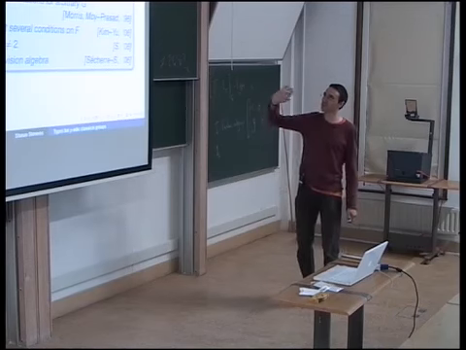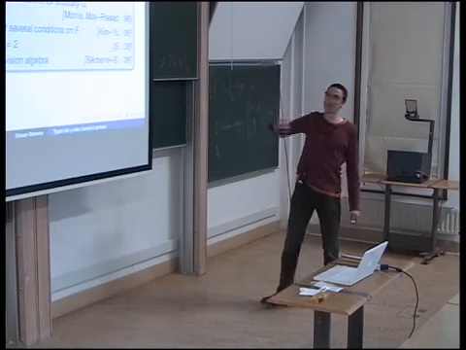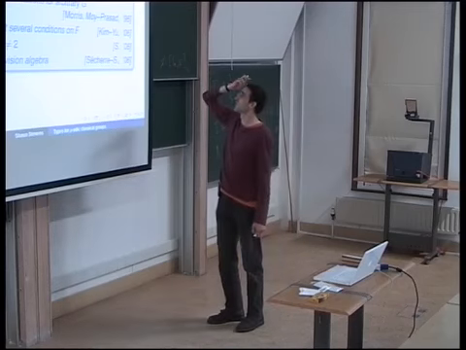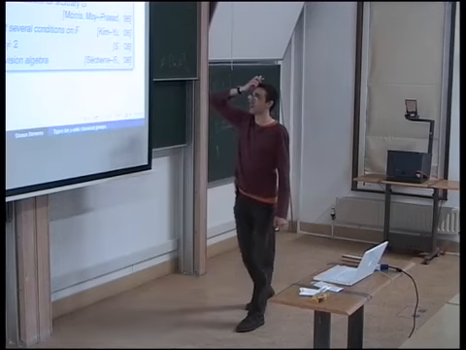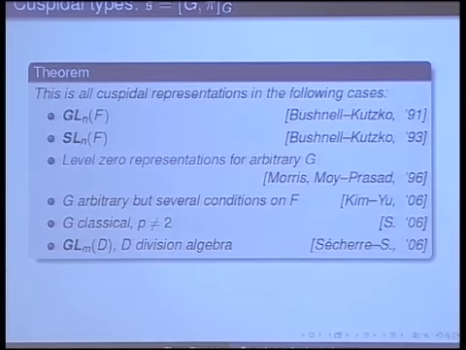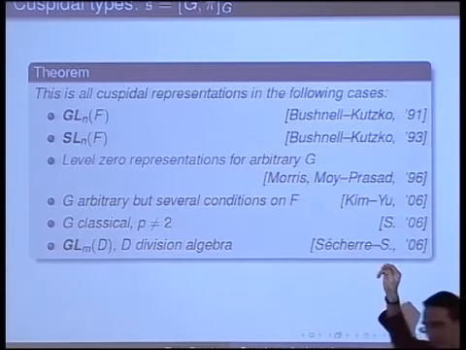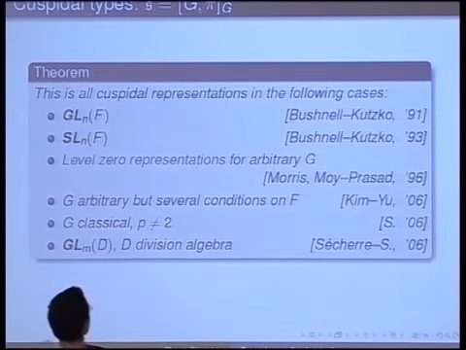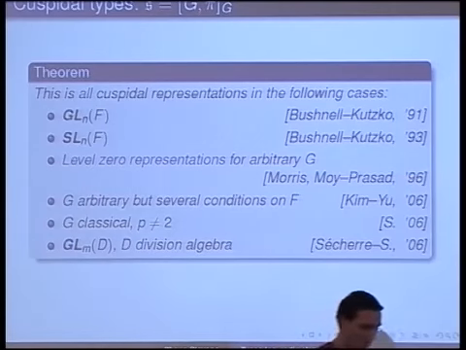But the first one, which works for all n and all p, shall we say, is Bushnell and Kutzko in their book in 91, and for SLN as well. So level 0 representations, I'll come back and explain what those are in a minute. So for an arbitrary group G, this is due to Morris and also independently to Moy and Prasad.